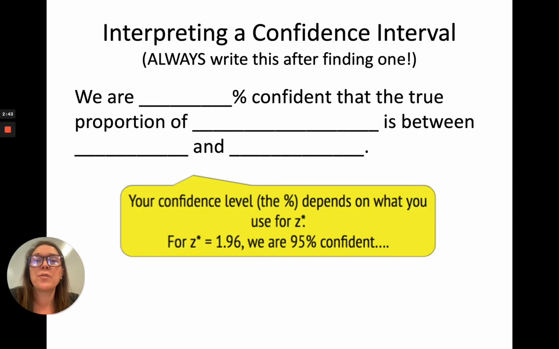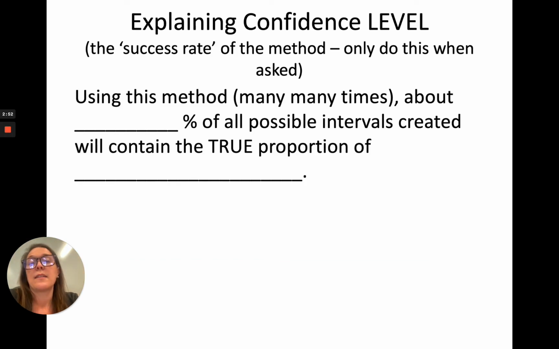All right, so make sure we know how to interpret a confidence interval. We are blank percent confident that the true proportion of blank is between blank and blank. Make sure you can explain what confidence level is. So using this method many, many times, about blank percent of all possible intervals created will contain the true proportion of blank. Again, always add context. So your confidence level is kind of the success rate of the method that you're using.